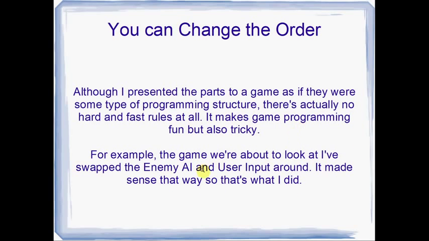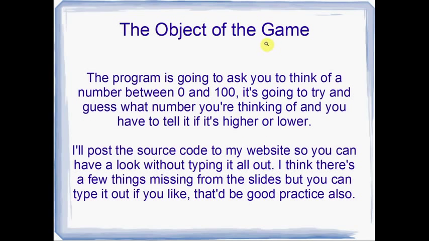So in the game that we're going to look at, I've swapped the enemy AI and the user input around. It just made sense that way, but we'll get to that. The game that we're working on today has no graphics or anything, it's just a console, but it's a good game. The computer will ask you to guess a number between 0 and 100, and then it's going to try and guess which number you're thinking of, and you have to tell it higher or lower. That's why I had to swap the enemy AI and player input around. It's like the computer is playing a game with you. That's a bit weird, but that's what's happening.